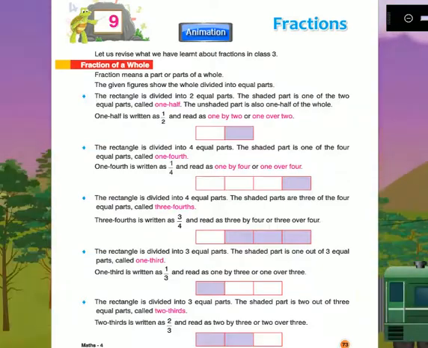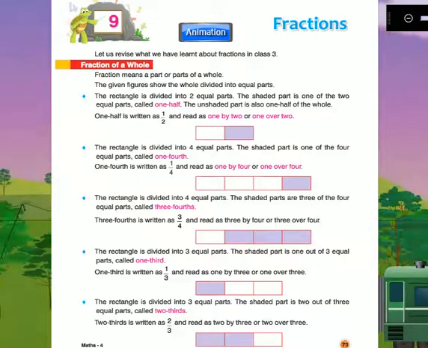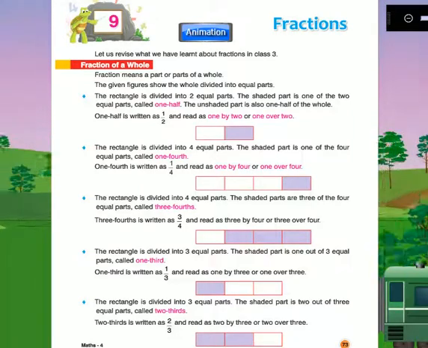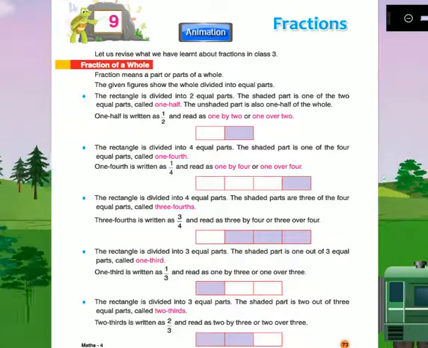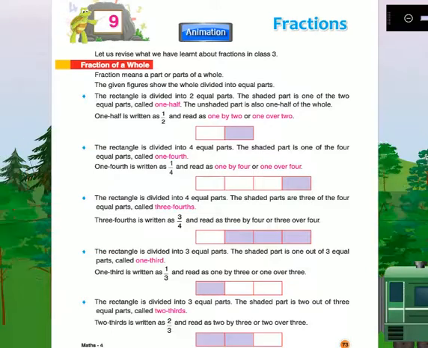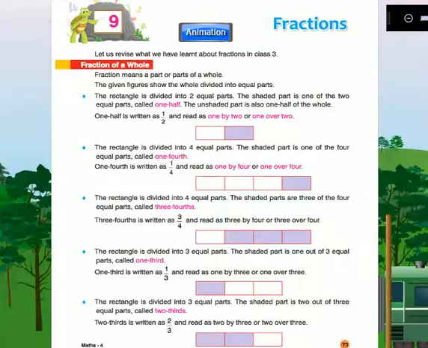The rectangle is divided into three equal parts. The shaded part is one out of three equal parts, called 1/3. 1/3 is written as 1/3 and read as one third or one by three.